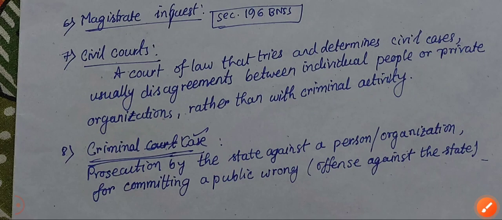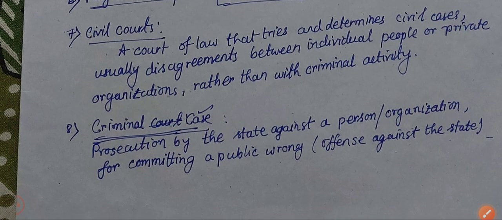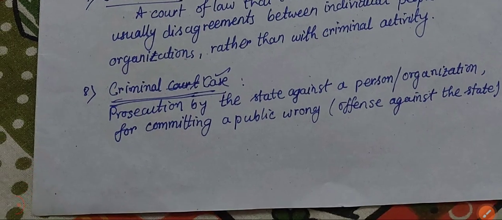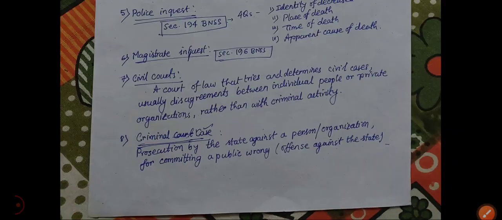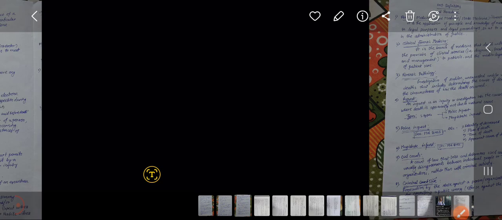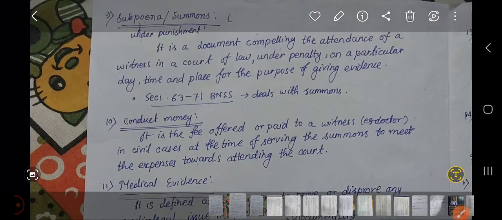The criminal court is a court that has the jurisdiction and authority to try and punish individuals accused of committing a crime as per criminal law. So first, what is a criminal case? Prosecution by the state against a person or organization for committing a public wrong, an offense against the state. This is a criminal case.